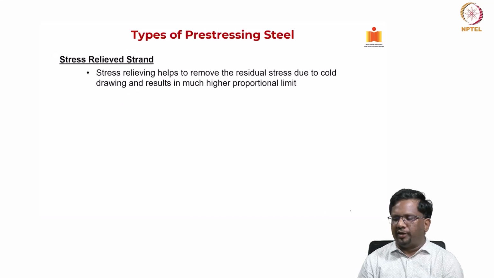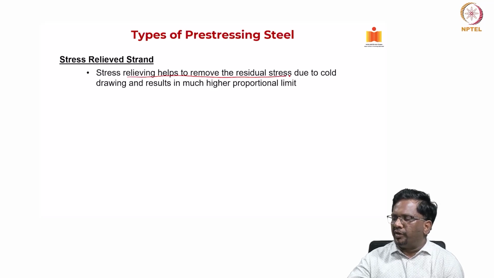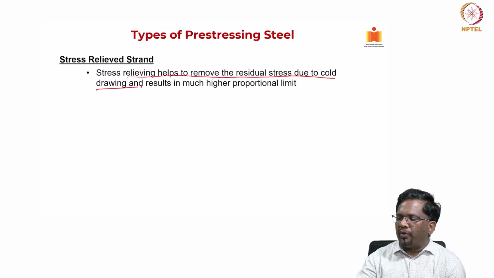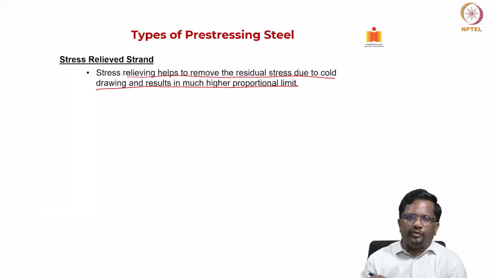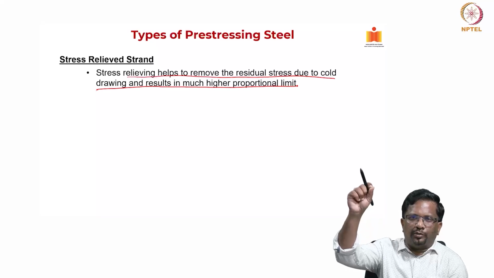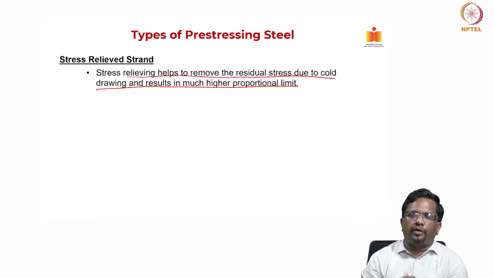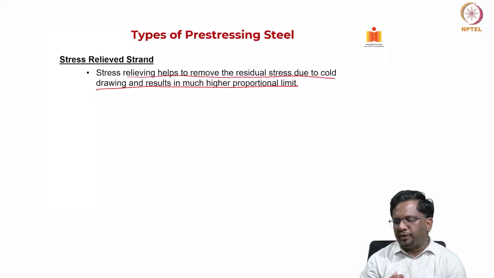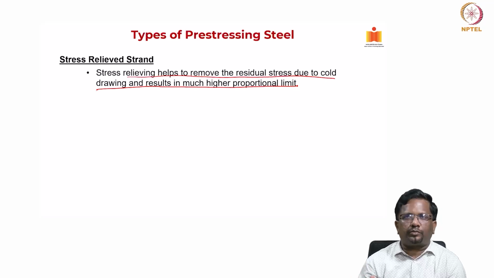So, what is the stress relieved strand? With stress relieving, as I said, we heat it to about 350 degrees centigrade. By doing this process, we are removing the residual stresses due to cold drawing, which results in a higher proportional limit. When you know the stress strain curve, you know that up to the proportional limit, if I remove the stress, there will not be any residual strains. So, a material with a higher proportional limit is good for you.